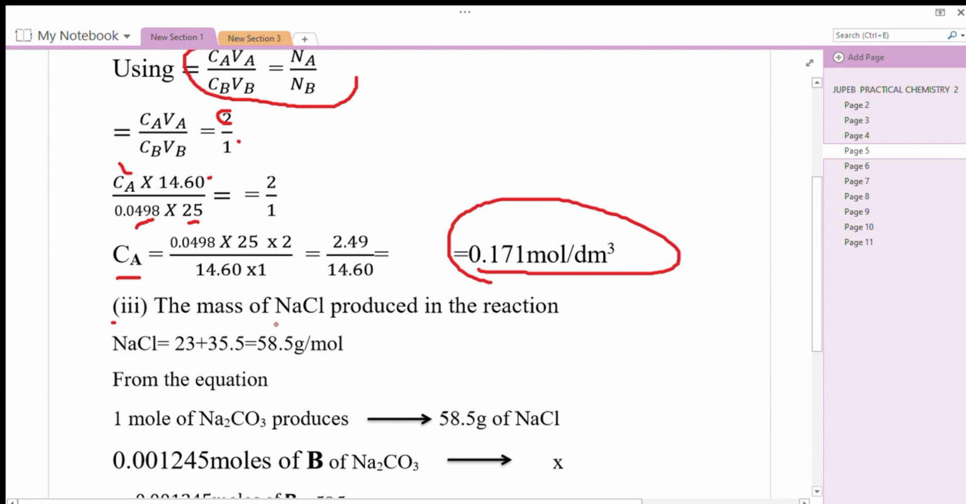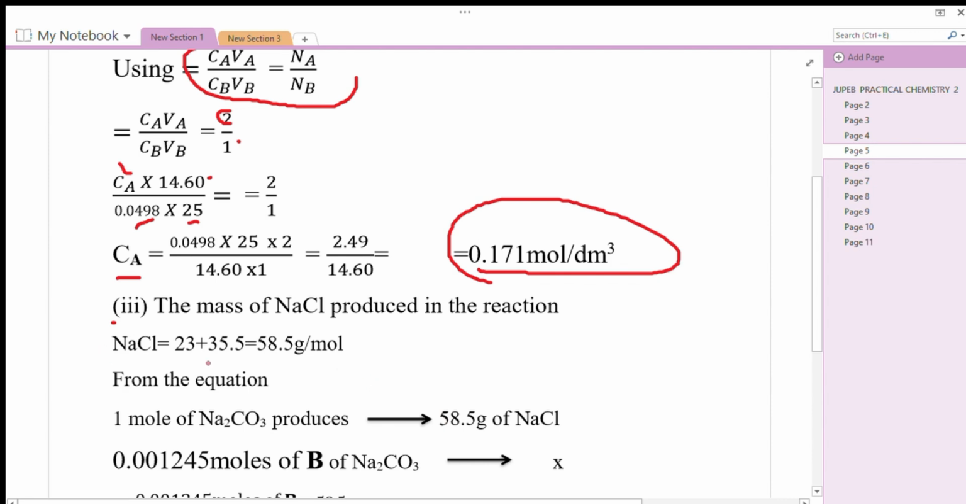Now, the mass of the sodium chloride produced in the reaction. This one is going to be from the balanced chemical equation. Our equation is already balanced. The mass of sodium chloride produced in the reaction is going to be from the balanced chemical equation.